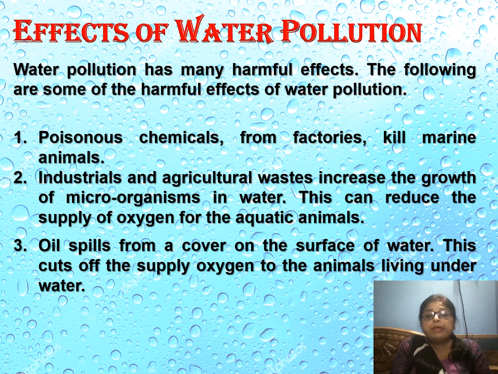Now, oil spills form a cover on the surface of water, and this cuts off the supply of oxygen to living things underwater. So when oil is spread on the surface of the water, it reduces the supply of oxygen from the environment, and aquatic animals can't take oxygen, and due to unavailability of oxygen, aquatic animals can die. So these all are the effects of water pollution on animals.